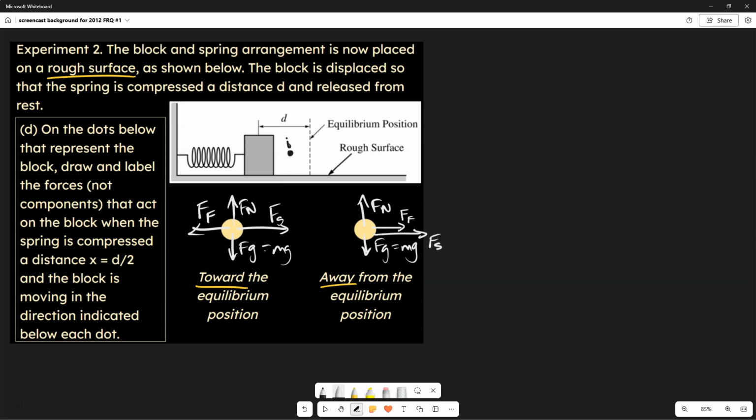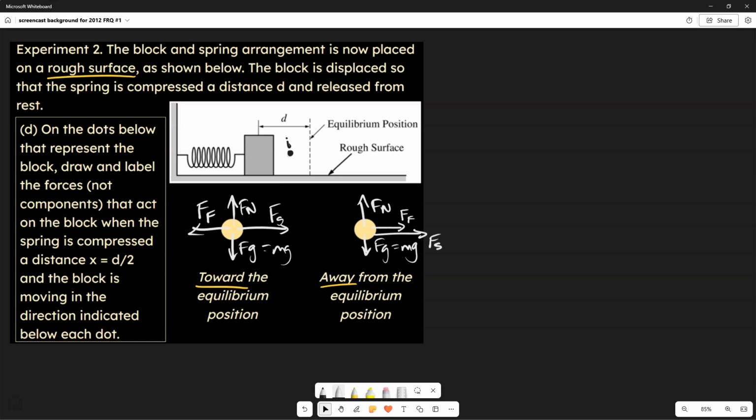So notice how there are two different drawings for the free body diagrams here. I think these are still easy points to get, but if you're careless or you're too stressed and working too quickly and not reading this closely enough, I can see why students could get this wrong. So be careful with that.